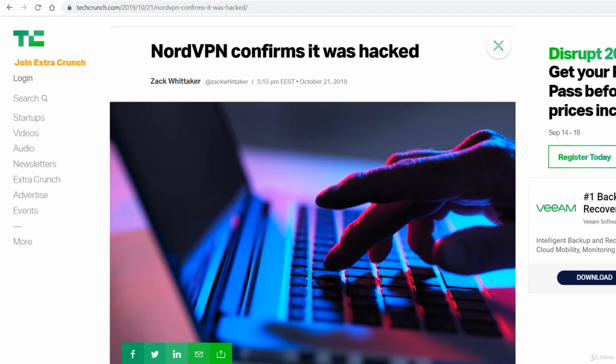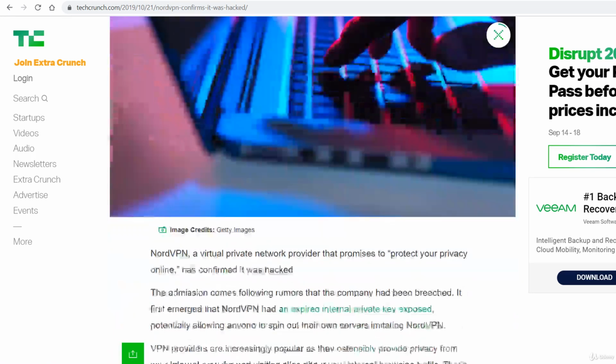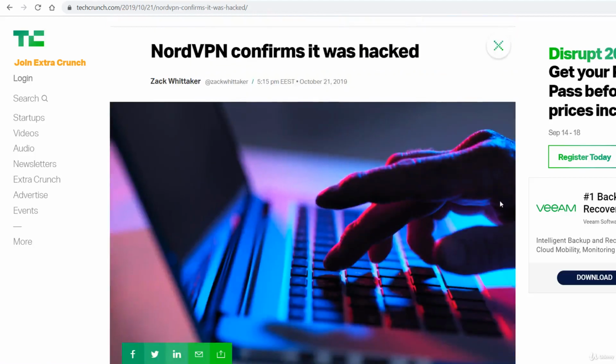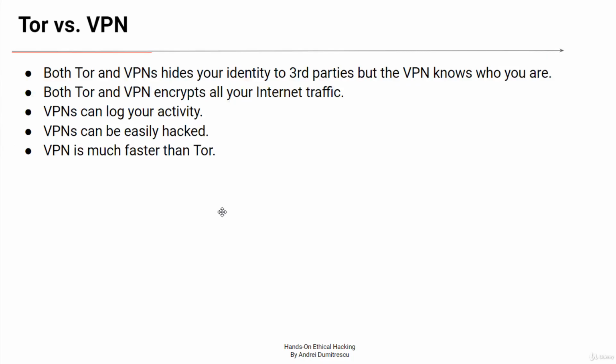VPN services can be easily hacked, and the hackers can track, log, and share users' private data. Okay, these are the most important differences between a VPN and Tor.